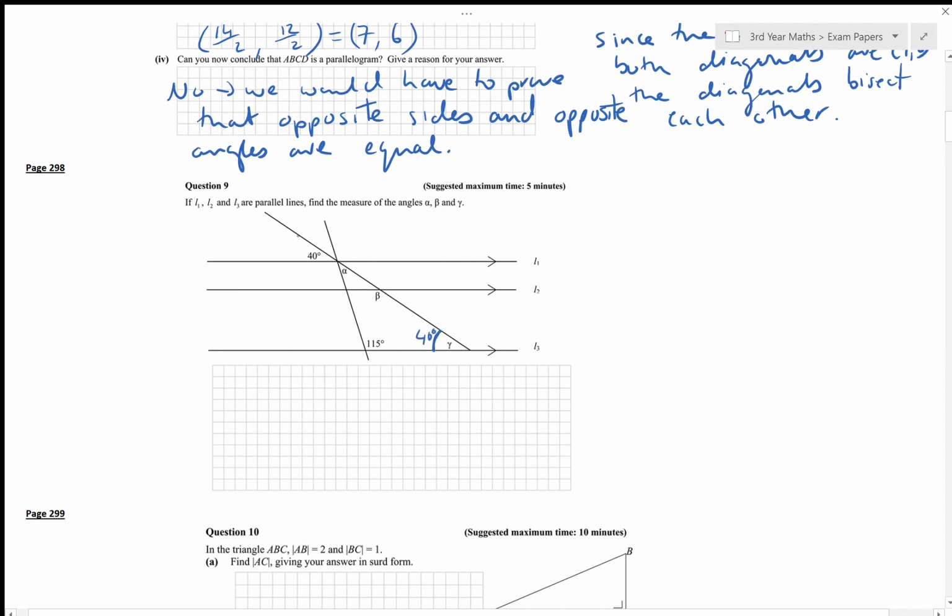Because this and this angle here are corresponding angles. They're both in the top left of the parallel lines. If you find that's 40, well, we know that these two angles here add up to make 180 because of the interior angles, so the two angles in between parallel lines, add up to 180. So then we can say, 180 minus 40 degrees is 140 degrees. So this angle here is 140 degrees.